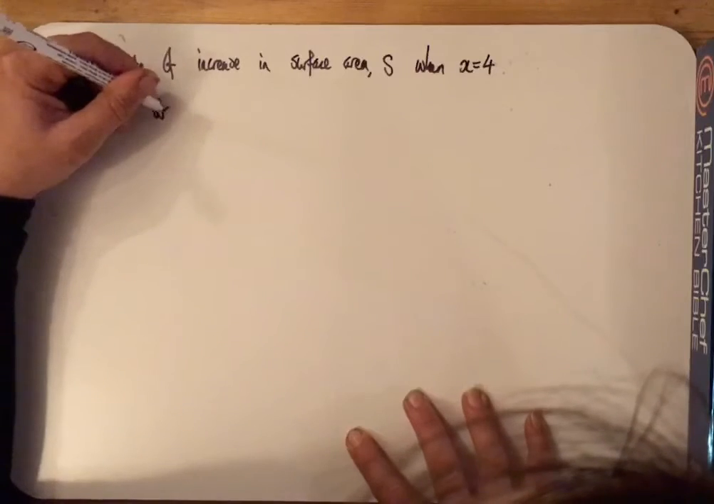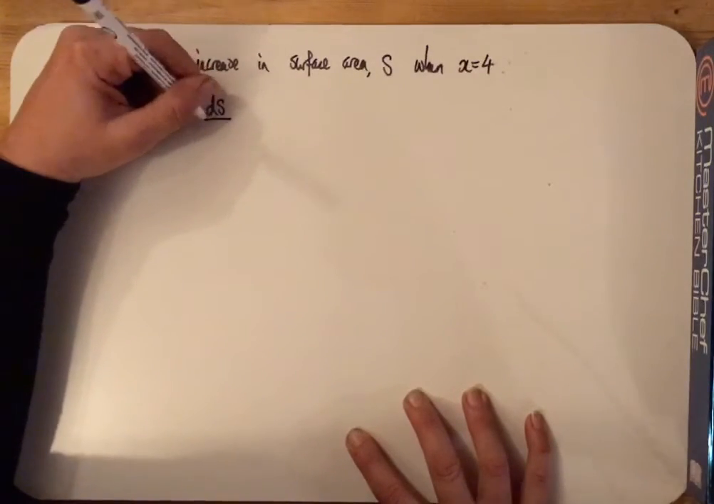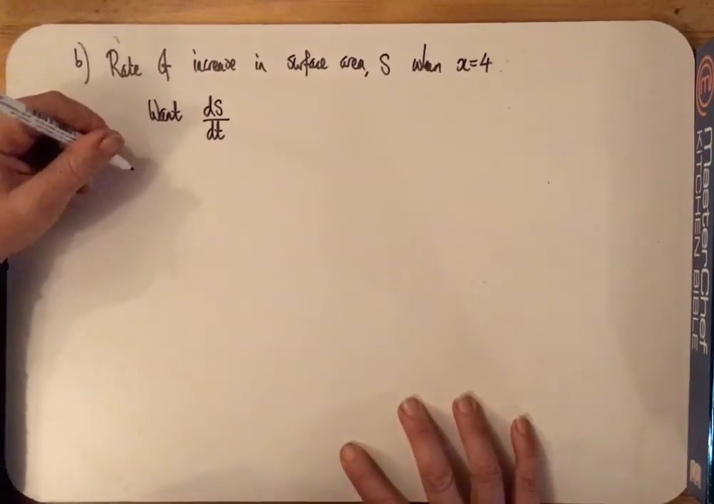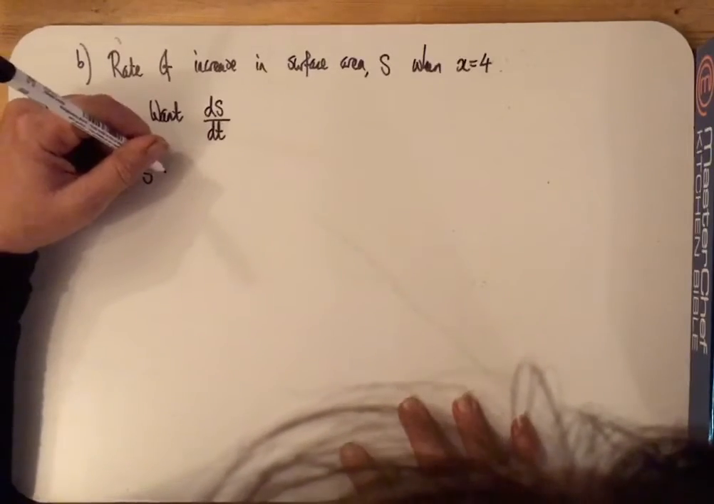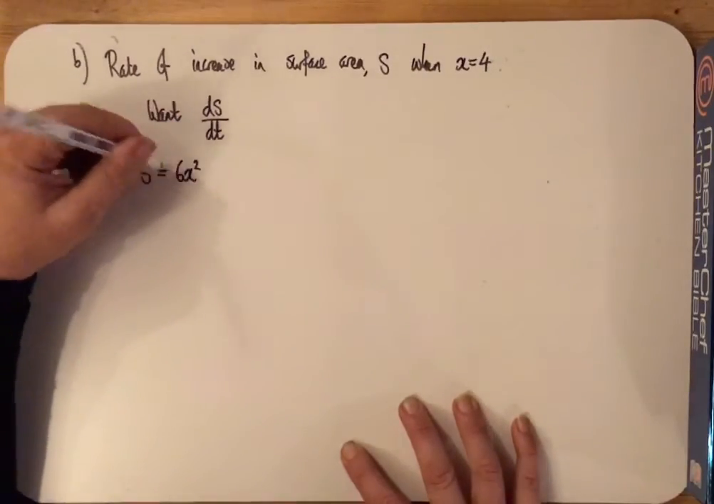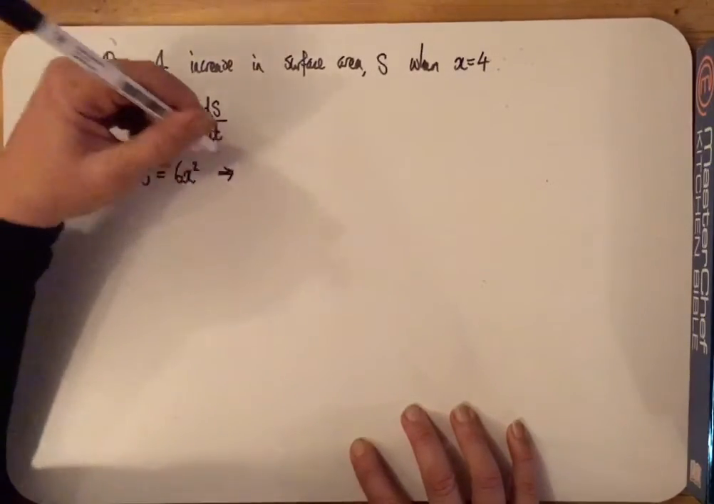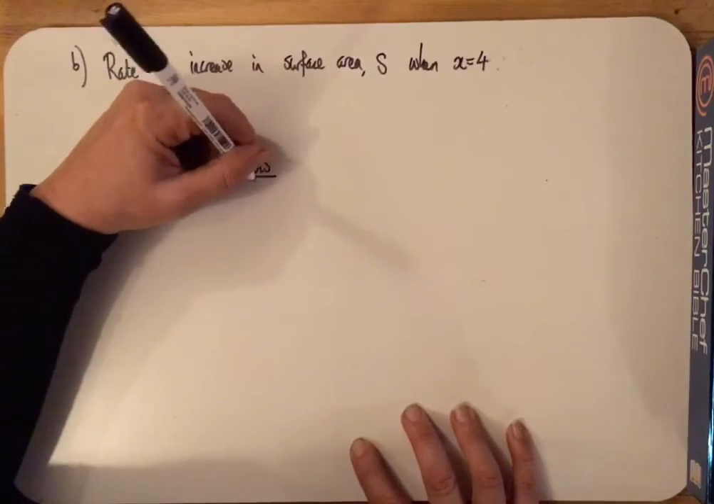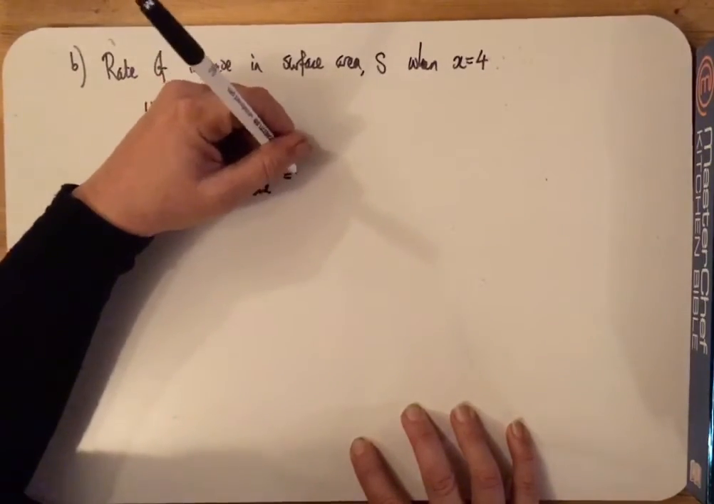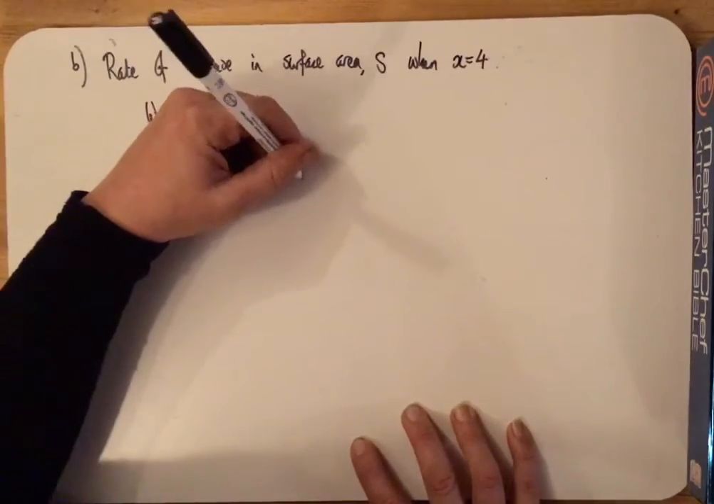Make it quite clear to yourself what it is you're looking for. We want dS/dt. And we know that S is the surface area, so that's 6x squared, because there are 6 faces of area x squared. So it's that same start: dS/dx is equal to, sorry, I wasn't concentrating, dS/dx is equal to 12x.